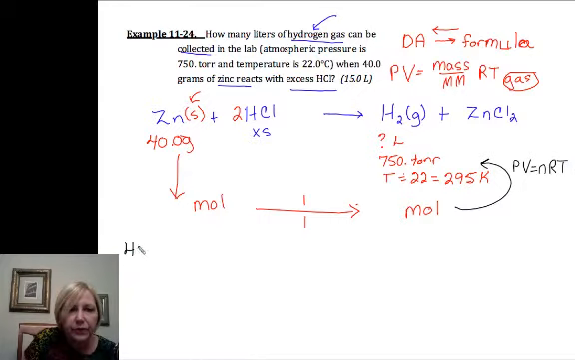So let's run through this. I've got 40 grams of zinc. I'm going to use mass to moles. I'm going to use my molar mass from the periodic table.